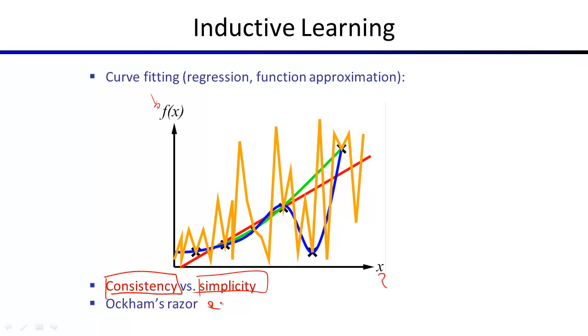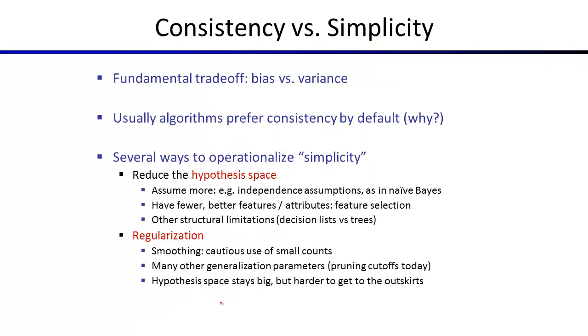Of course, this requires some notion of simple. Why would a line be simpler than a parabola? That's pretty subjective, but if you have some notion of simple that you are happy to go with, pick the simplest one consistent with your data. So it's a pretty fundamental trade-off here. In statistics, rather than calling it consistency versus simplicity, maybe you might call it bias versus variance.